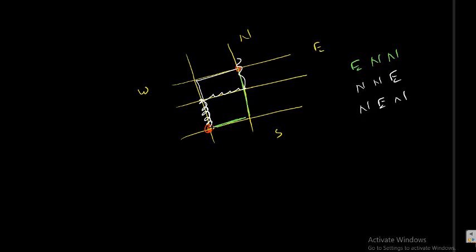Or he can travel in some other way also, but that distance becomes more, 5 units instead of 3 units. So I can't take that as the answer for the problem. The distance should be minimum. Observe what happened: among all the arrangements, there are 2 norths and 1 east. That should be identified.